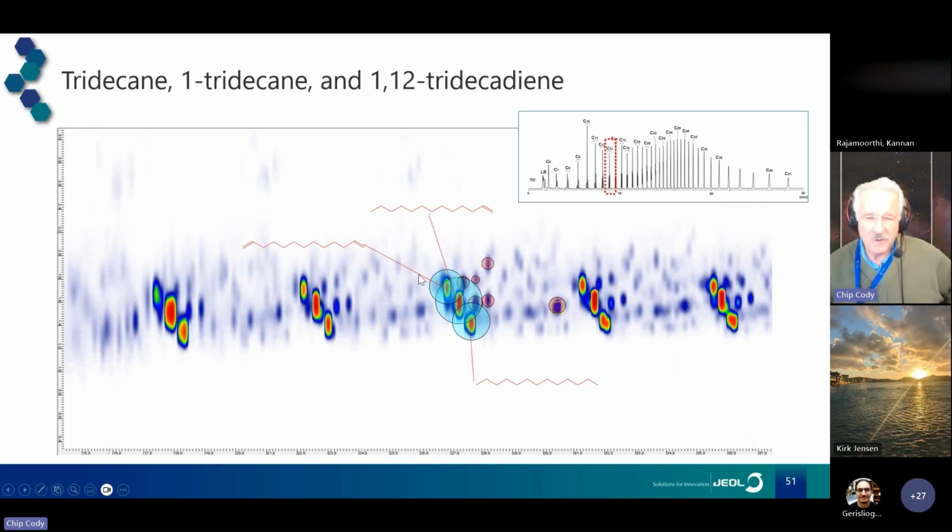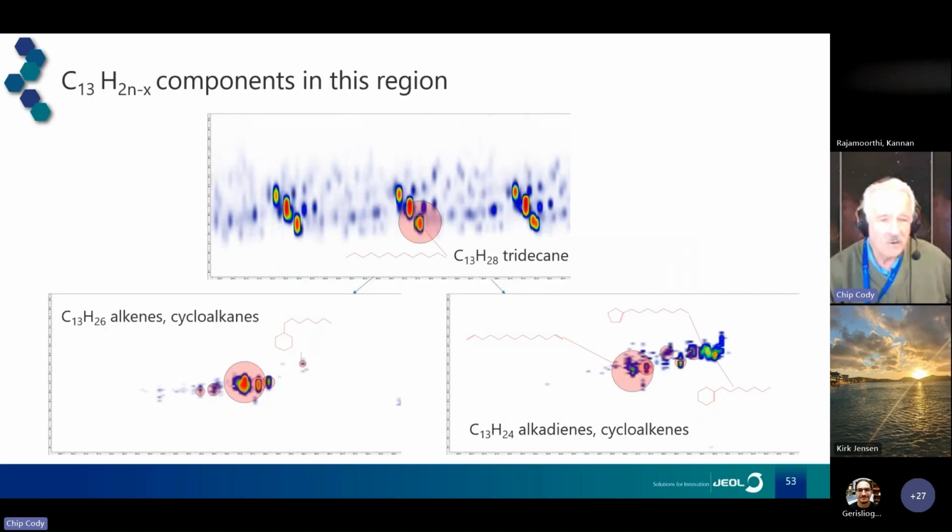If we zoom in on this region, there is our triplet, but look at all the other little dots here. All of these blobs are separate compounds. We can zoom in on some of those and try to identify what they are. And we're finding things like cycloalkanes and alkenes, alkadienes and even cycloalkenes showing up. So each of those things is a different compound. It's a much more complex mixture than you would guess just looking at the 1D chromatogram.